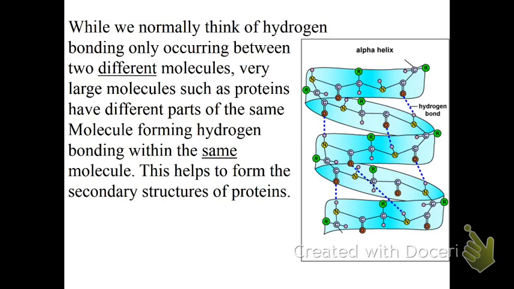When we normally think of bonding, we think of it occurring between two different molecules, but very large molecules, such as proteins, have different parts of the same molecule that can form hydrogen bonds. An example is your alpha helix, where hydrogen bonds help hold that molecule in that little double helix structure.